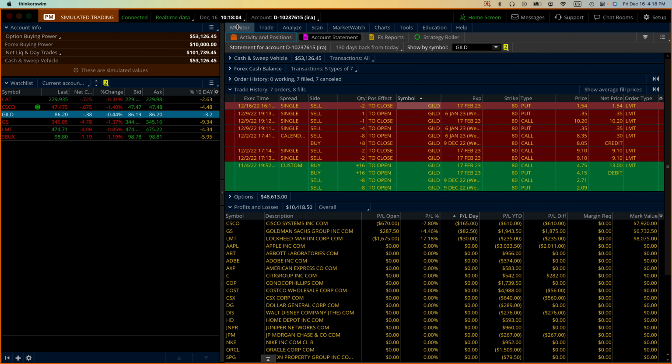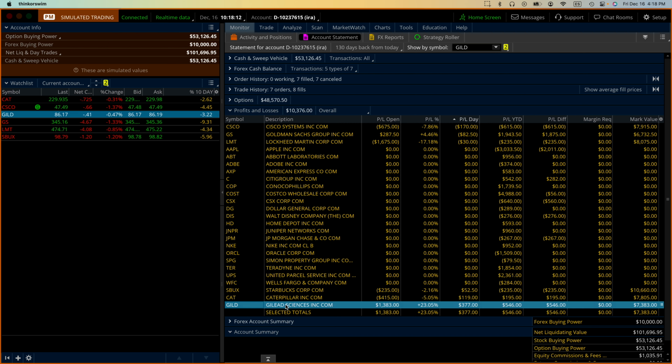If you go to the monitor tab and click on the trade, in this case, Gilead, let's look for Gilead right here, and you see year to date, $546. And the current value is $7,383. Okay, so that's below my $10,000 limit, which is 10% of my account. Okay, that looks good. Let's go to GS.